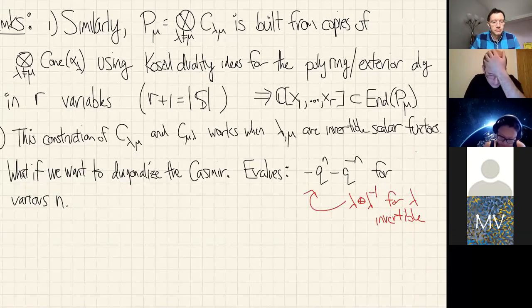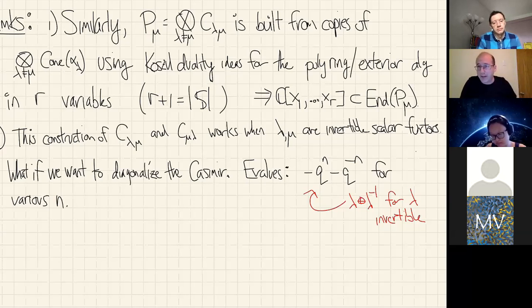This whole construction, as I've been trying to emphasize, only works when you start with invertible scalar functors, because the denominator you're trying to divide by is one plus something invertible. What if instead we wanted to diagonalize the Casimir operator? In the first talk, I gave you this Casimir operator, and I said it's a motivating goal to find a way to diagonalize this thing categorically. The problem is that its eigenvalues are not invertible. Its eigenvalues are a direct sum of two shifts, so it's a direct sum of two invertible functors.